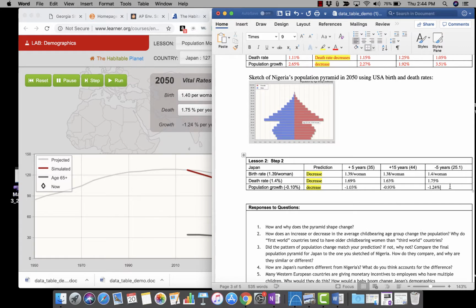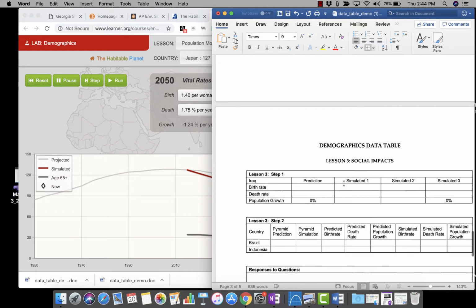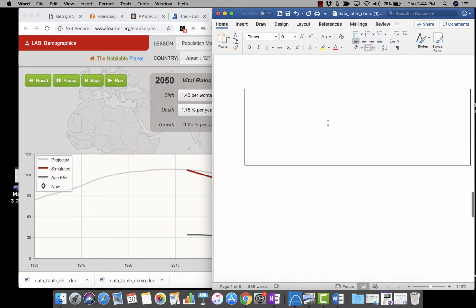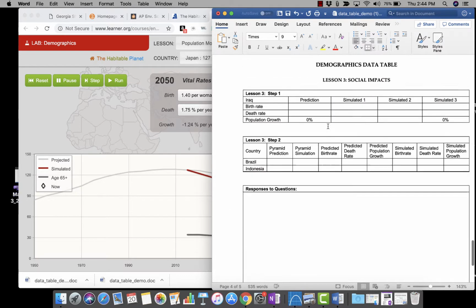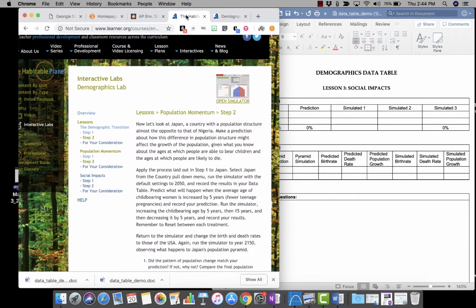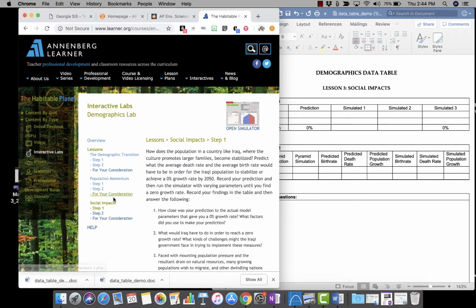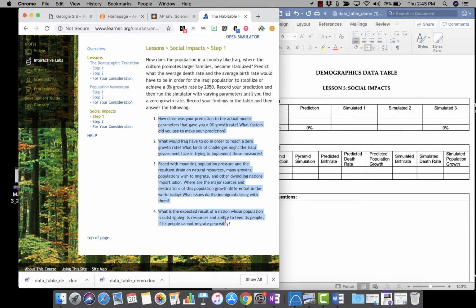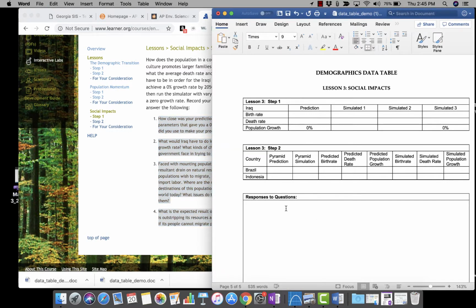Okay, so there's that. Now let's go to step 3. You guys can answer the questions. I'm not going to answer those for you, but we've already kind of copied them in there. So let's go here. I'm going to stop, make sure. Let's go to social impacts. Okay, step 1 has these 4 questions.